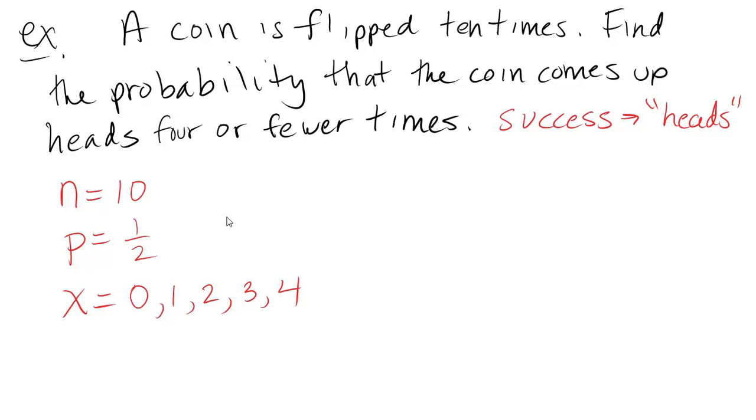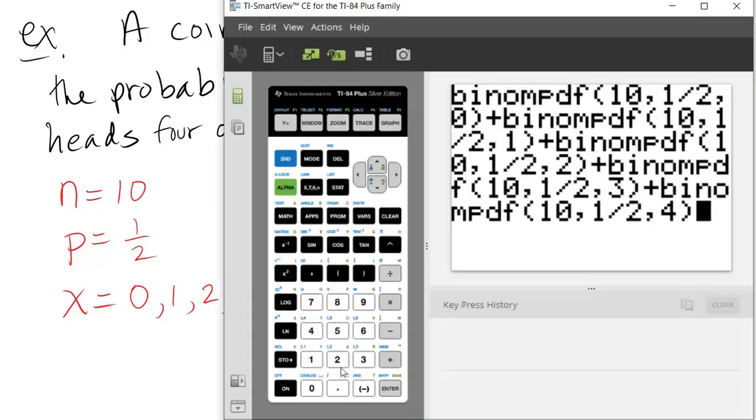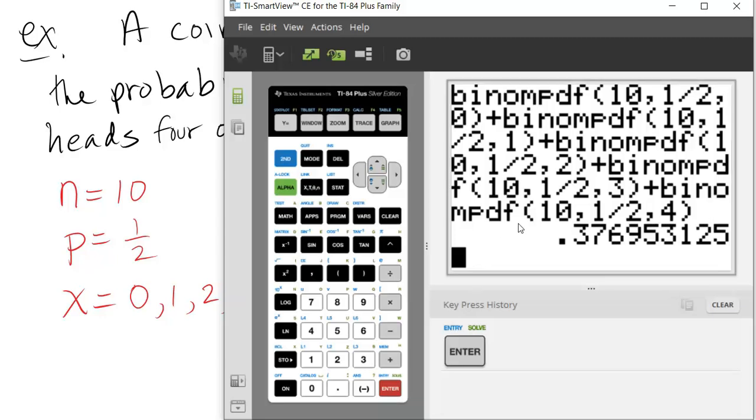One way to handle this is to calculate Binompdf 5 separate times and then add those all together. And you can see I've got that on the screen here. Binompdf of x equals 0, 1, 2, 3, and 4, all 5 cases. And we could add all those together. And we get our answer of around 37.7%, 0.377 if we rounded to the nearest thousandth. And I guess that's okay here, but there has to be a more efficient way, and there is.